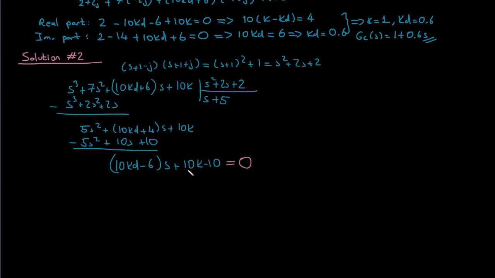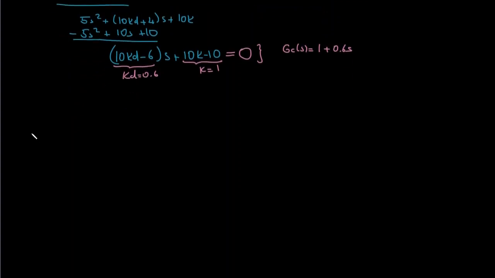And so this is equal to 0, so k is equal to 1, and this is equal to 0, then kd is equal to 0.6, and from there, once again, Gc of s is equal to k plus kds, so it's equal to 1 plus 0.6s. Okay, so that was quite straightforward and doable, and we will continue with the graphical design.